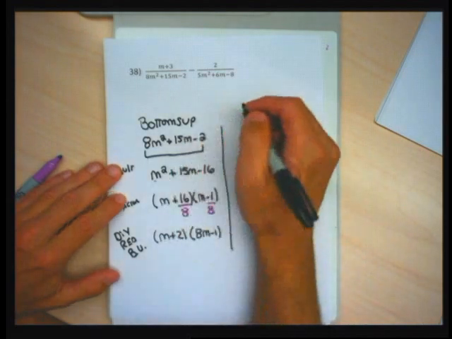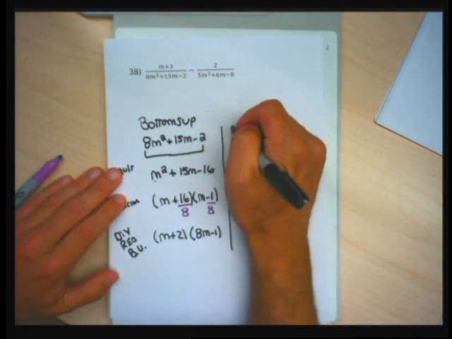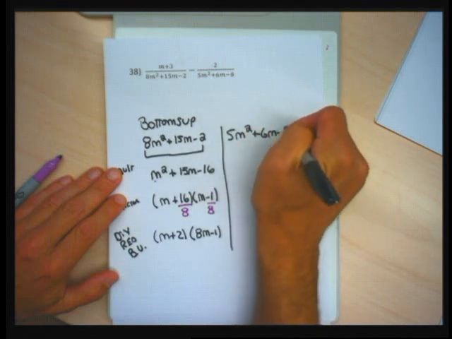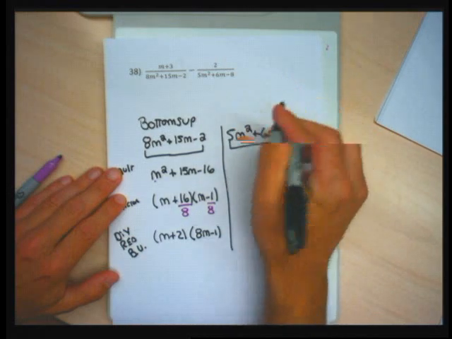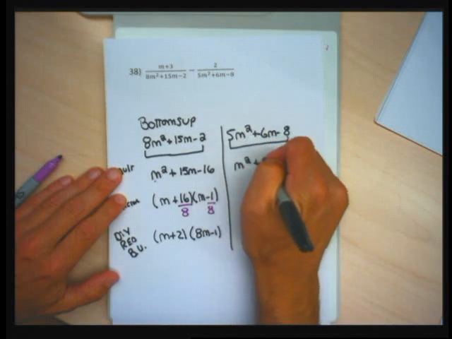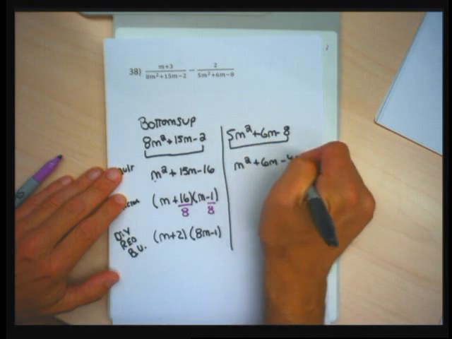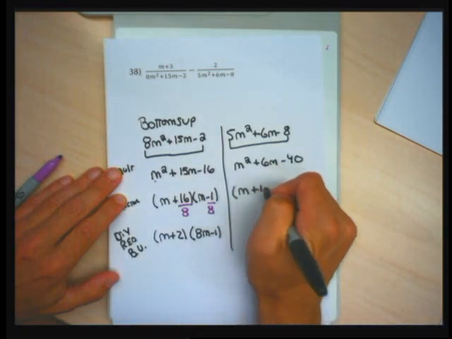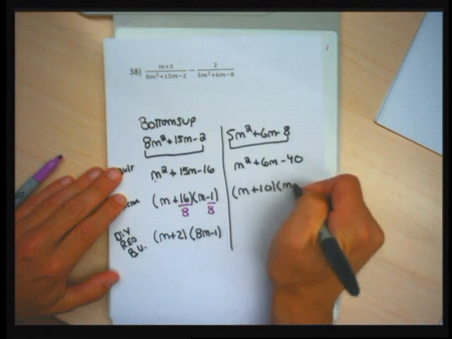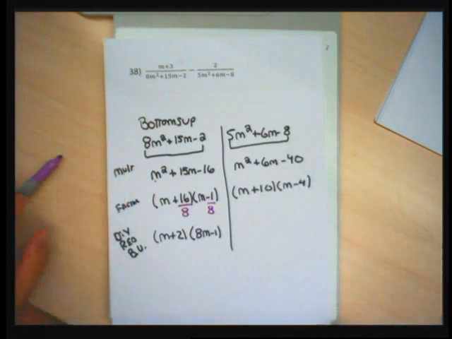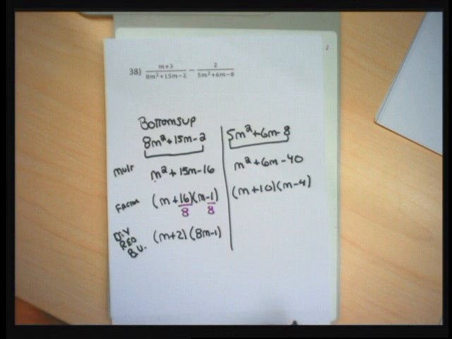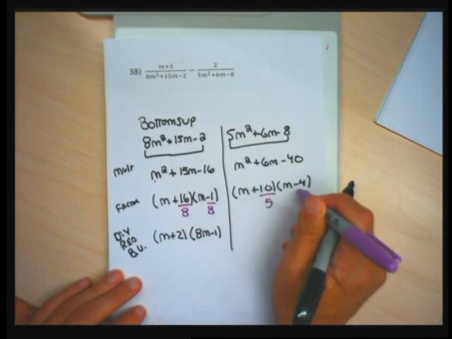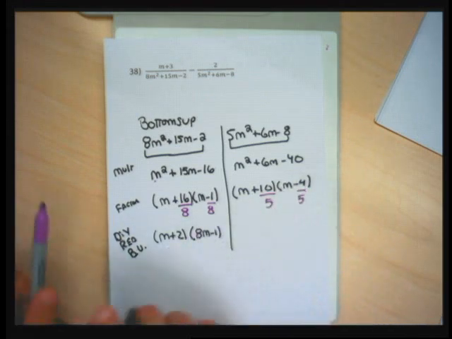Second denominator of 5m squared plus 6m minus 8, I'm going to bottoms up it again. I'm going to multiply and get m squared plus 6m minus 40. I'm going to factor. My numbers have to multiply to 40 and subtract to 6. That's going to be 10 and minus 4, because 10 minus 4 is 6, and 10 times minus 4 is minus 40. I started off multiplying by 5. I'm going to end up dividing by 5.